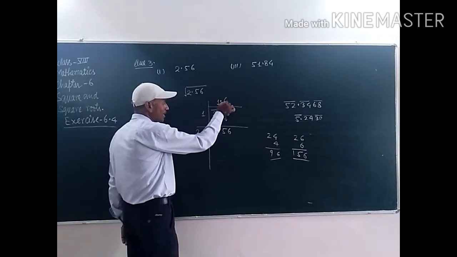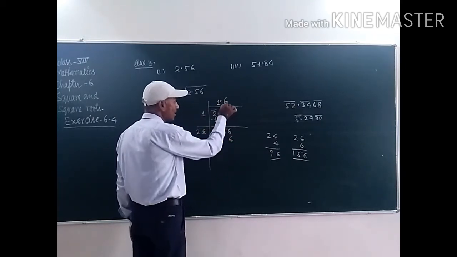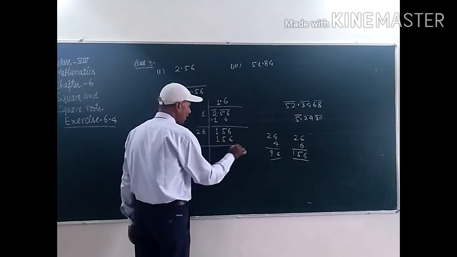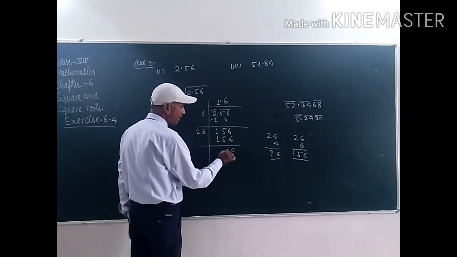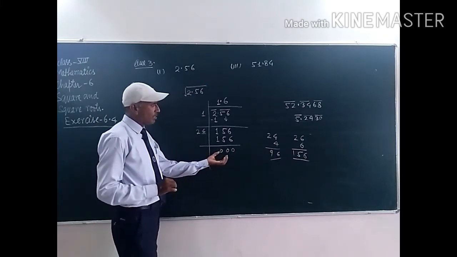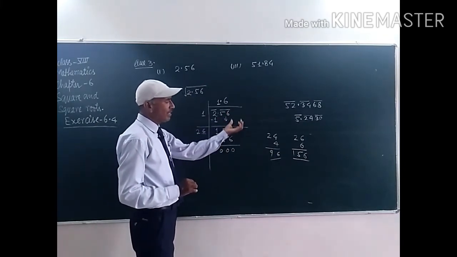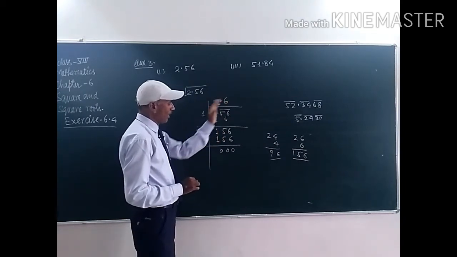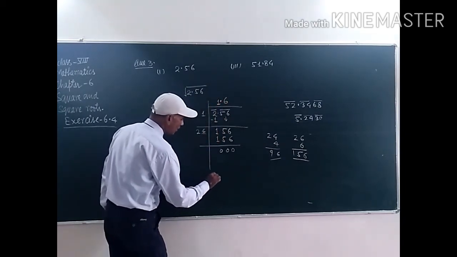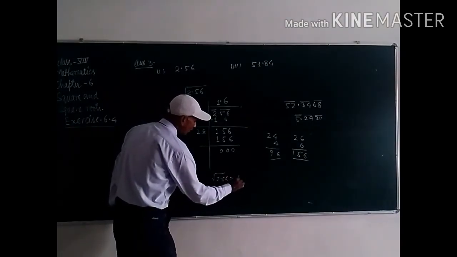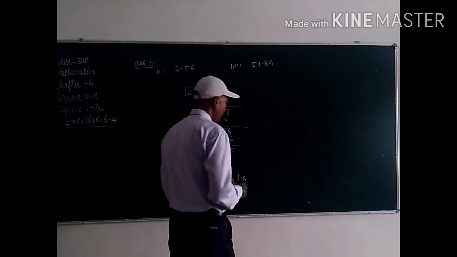Now multiply this: 6 6s are 36, 6 2s are 12 and 3 makes 15, and the remainder is 0. Clear, student? The remainder is 0 and no bar is left here. Now our answer is 1.6. Our square root of 2.56 is equal to 1.6.